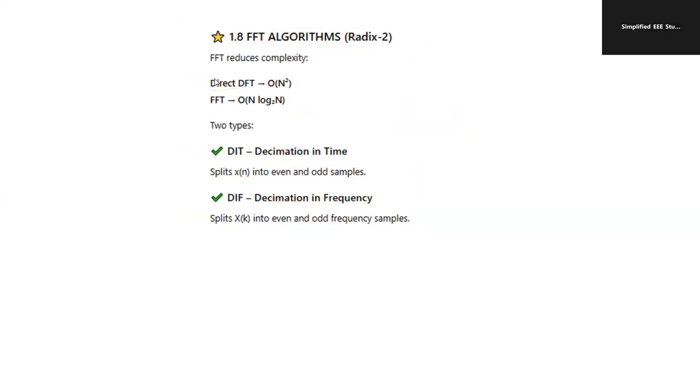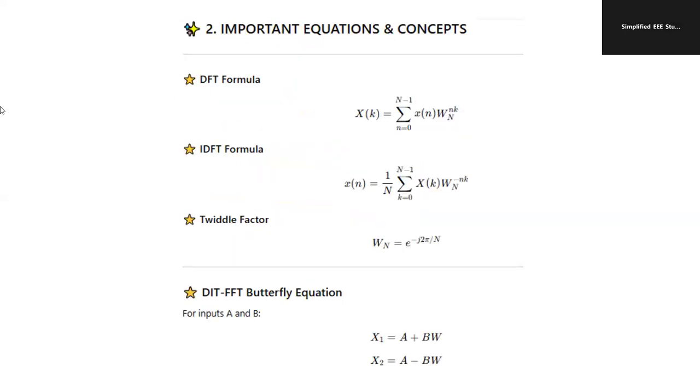In this regard, for the Radix-2 FFT algorithm, we have a few important equations. Study the general formula of DFT: x of k is equal to sum over n equal to 0 to N minus 1 of x of n into W_N to the power nk. That is the general formula of DFT. I already discussed it in the previous slide. The IDFT formula is 1 by N, sum over k equal to 0 to N minus 1 of x of k into W_N to the power minus nk. What is the twiddle factor? W_N equals e to the power minus j 2 pi by N. These components you might be familiar with from your laboratory experiments also.